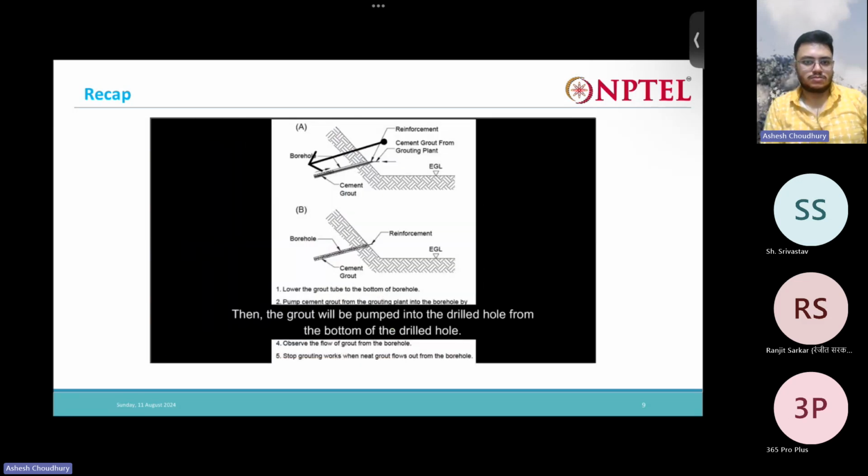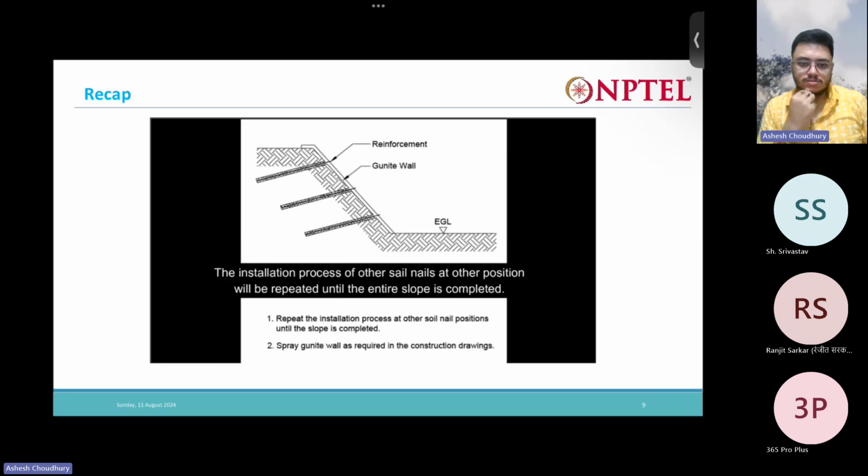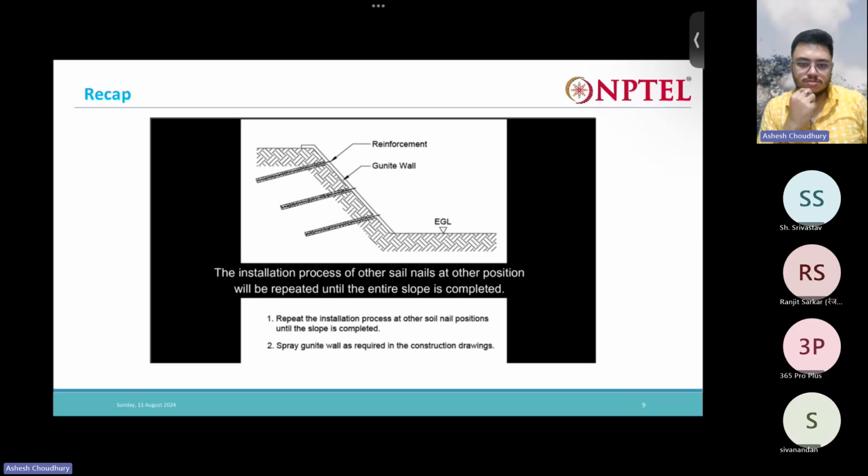Then the grout will be pumped into the drill hole from the bottom of the drill hole. This is also to ensure that the soil at the toe level of the drill hole will be flushed out along with the grout, to ensure the soundness and quality of the grout used in constructing the soil nail. The installation process of other soil nails at other positions will be repeated until the entire slope is completed.